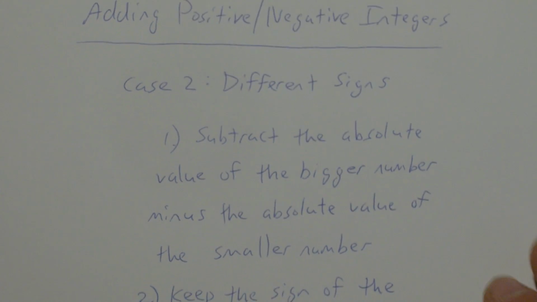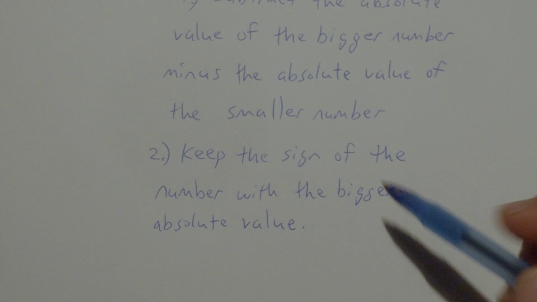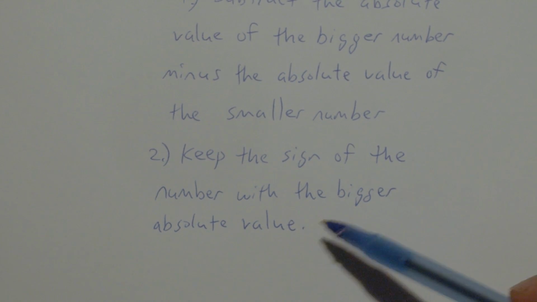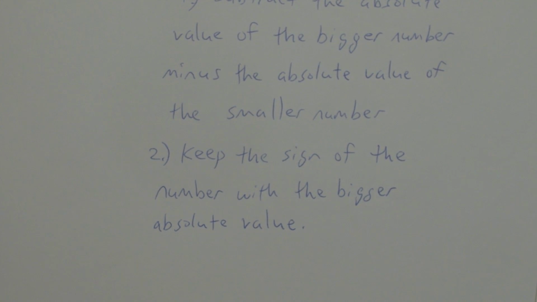And then the second thing we're going to do is keep the sign of the number with the bigger absolute value. So remember we were just saying, did the negatives win? Did the positives win? Whoever won, that sign is going to be the sign of our answer.